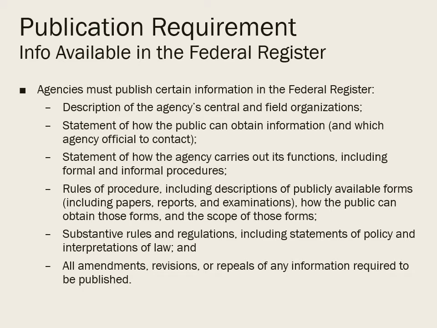Agencies also have to publish certain information on a regular basis, such as a description of their central and field offices, where they're located, how you can access them, statements about how the agency carries out its functions, that can include both formal and informal procedures, and how the public can obtain documents that relate to those functions. Additionally, any time that they change, remove, or add previously published information, agencies have to publish that addition, removal, or change in the Federal Register as well.